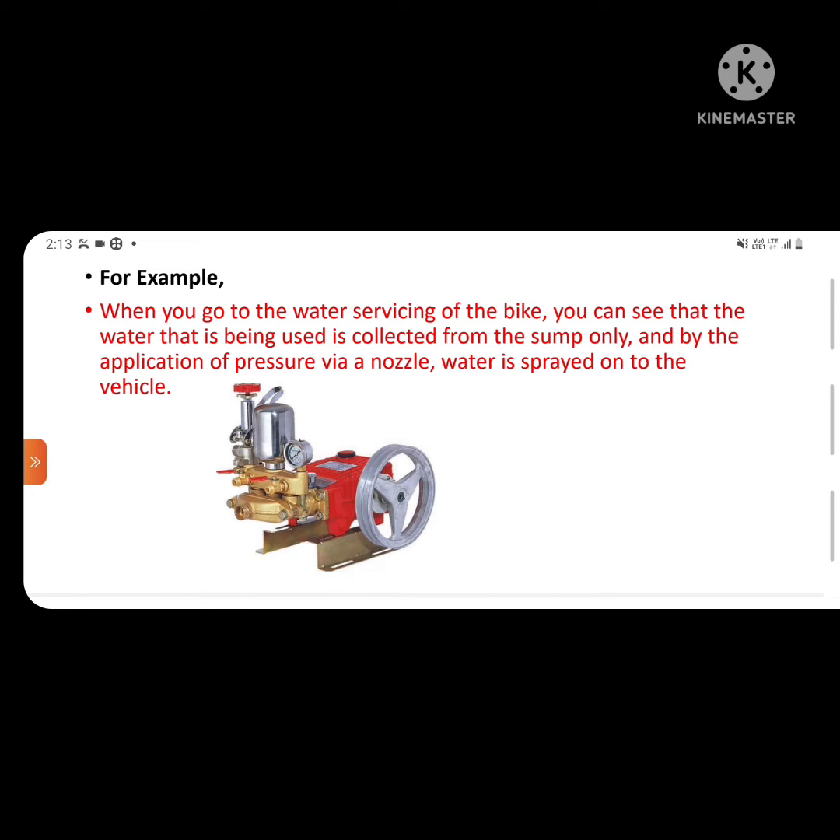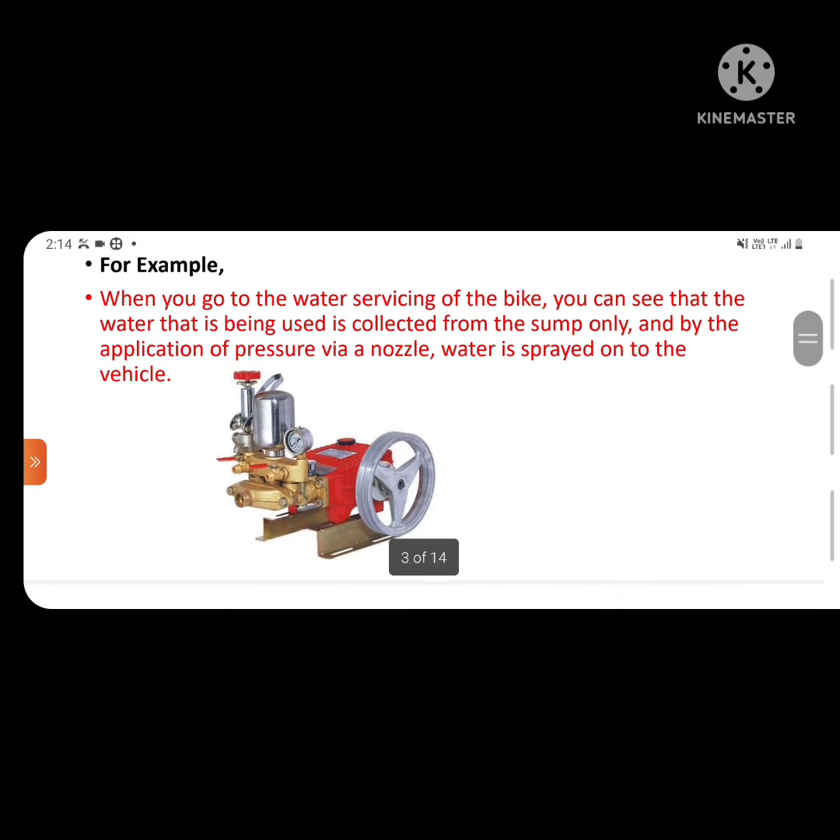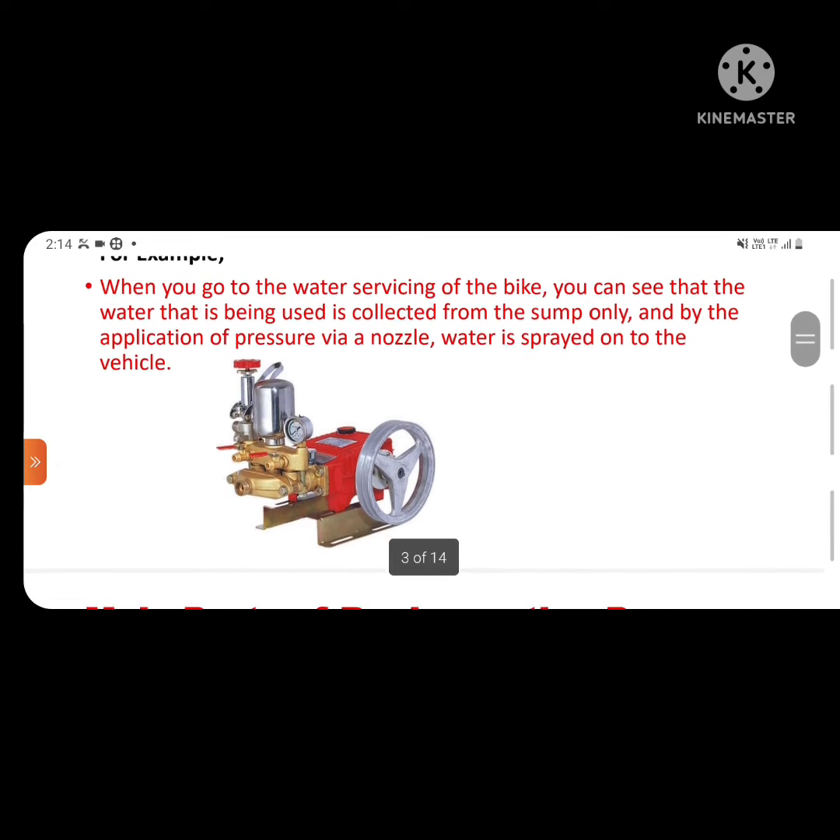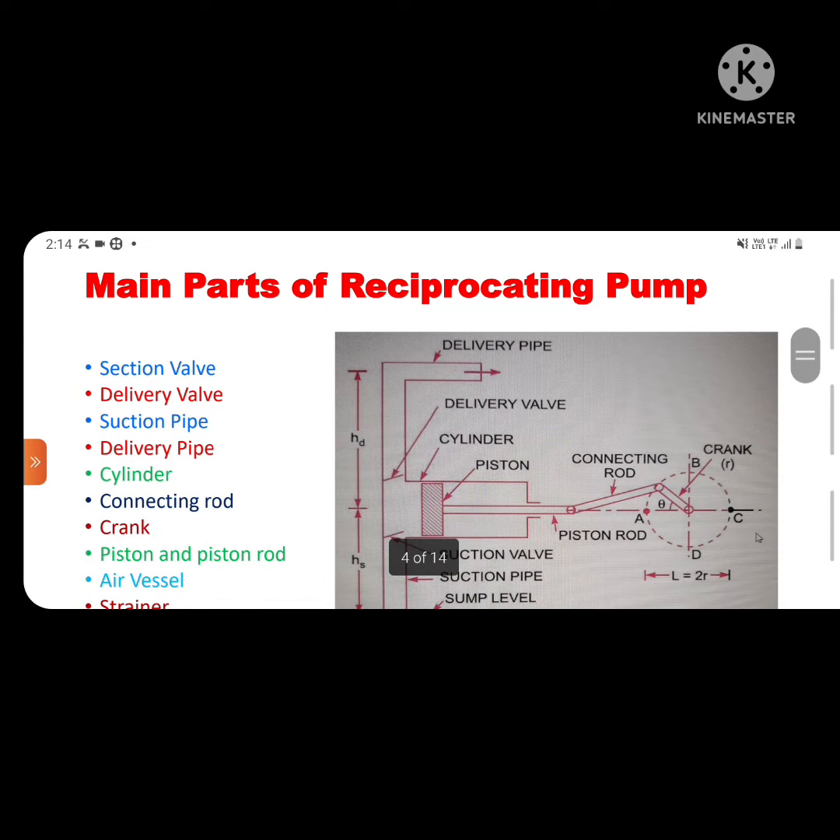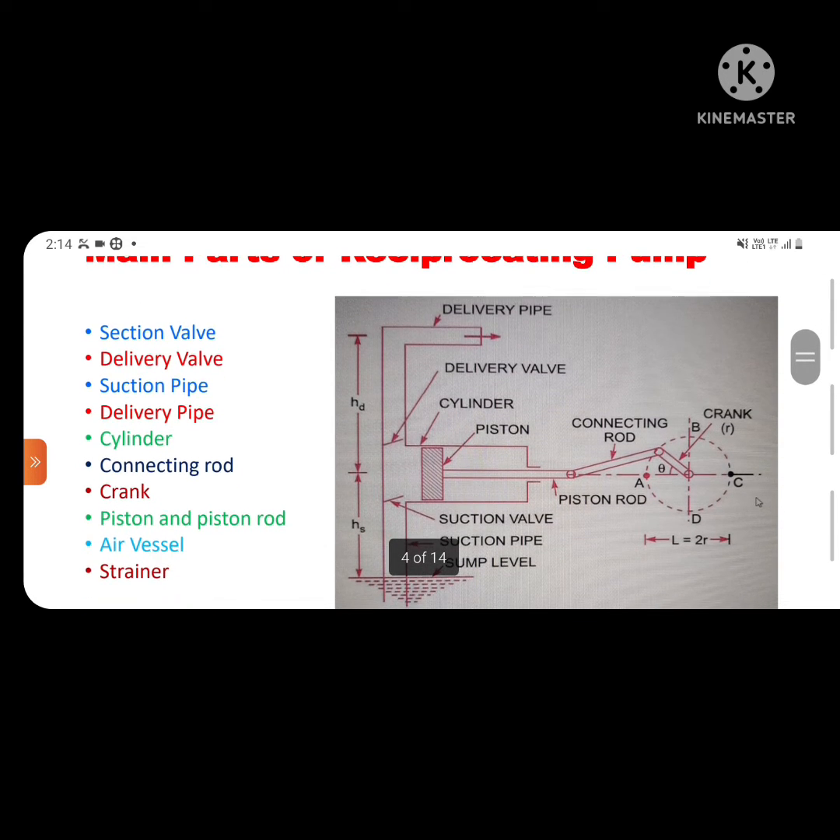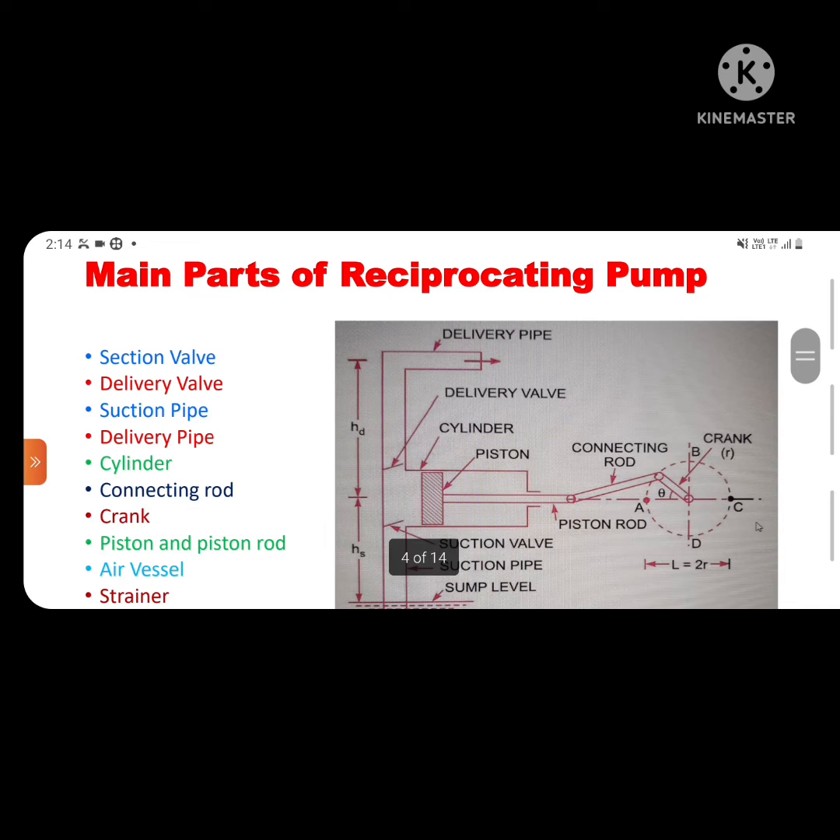There is an air vessel, pressurized nozzle. These are the various components used for the reciprocating pump. Now we will discuss the main parts of the reciprocating pump: suction wall, delivery wall, delivery pipe, cylinder, connecting rod, crank, piston and piston rod, air vessel, strainer.